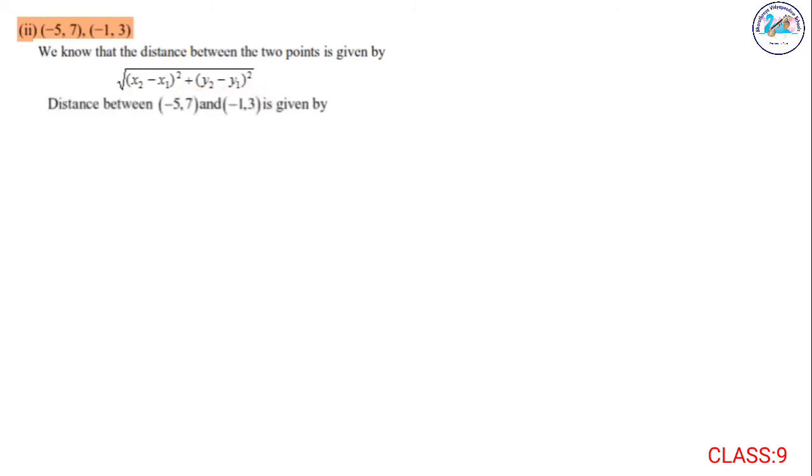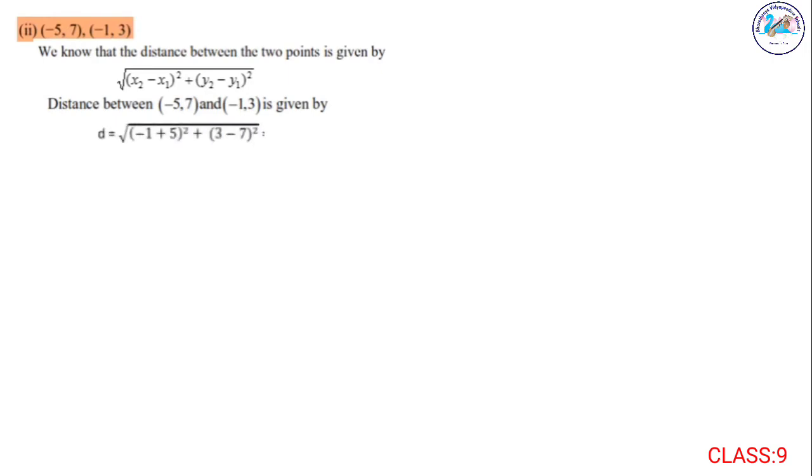Move on to the second question. We have to find out the distance between 5, 7 and minus 1, 3. First of all, we have to write the distance formula, that is root of x2 minus x1 the whole square plus y2 minus y1 the whole square. Then we have to calculate the distance between 5, 7 and minus 1, 3. Here I am not writing x1, y1, x2, y2. Just for practice, let us try to substitute directly into the formula.